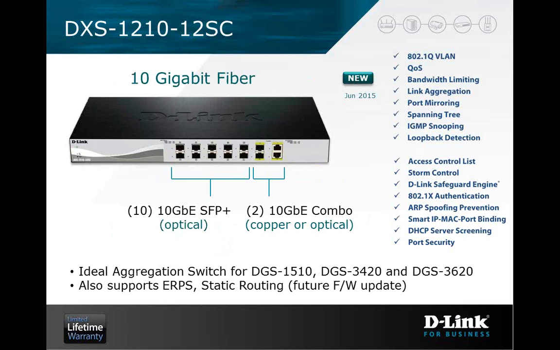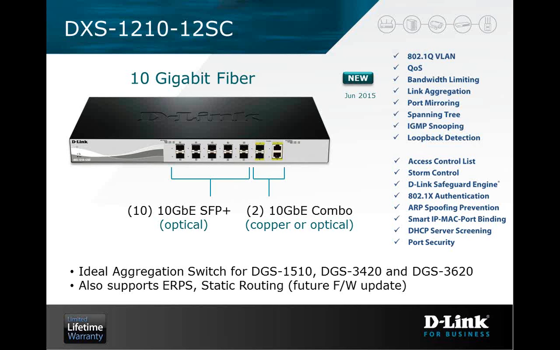And then the sister product is the 12SC. This is basically the same product, but instead of 10G base T ports, you see here the first 10 ports are optical, 10 gig SFP plus ports, and then ports 11 and 12 are combo ports. This product will be available in a couple months in the June timeframe. I see this one as being ideal as an aggregation switch, as I showed on earlier slides.